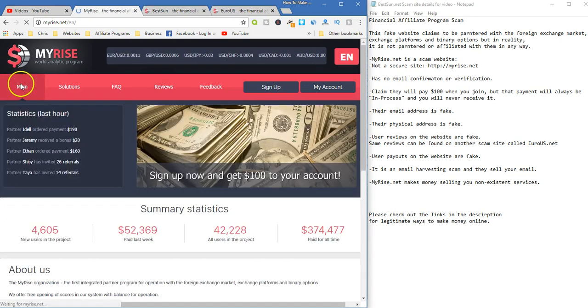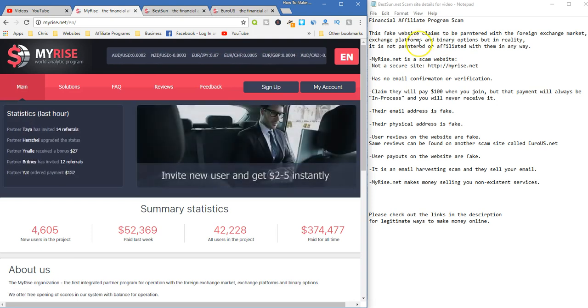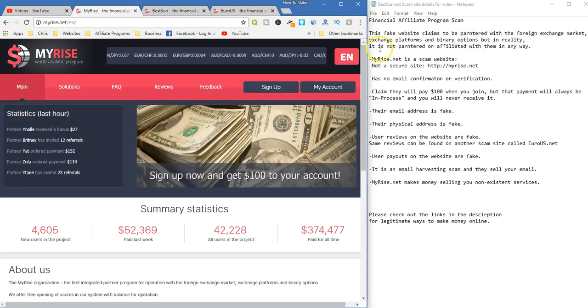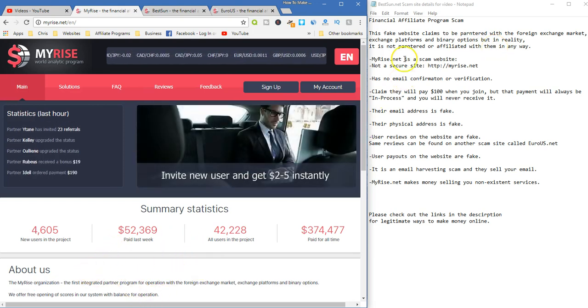Okay, so some things you need to know about this. This fake website claims to be partnered with the foreign exchange market, exchange platforms, and binary options, but in reality, it is not partnered or affiliated with any of them. Okay, so all their claims are fake. Okay, so it is a scam site.